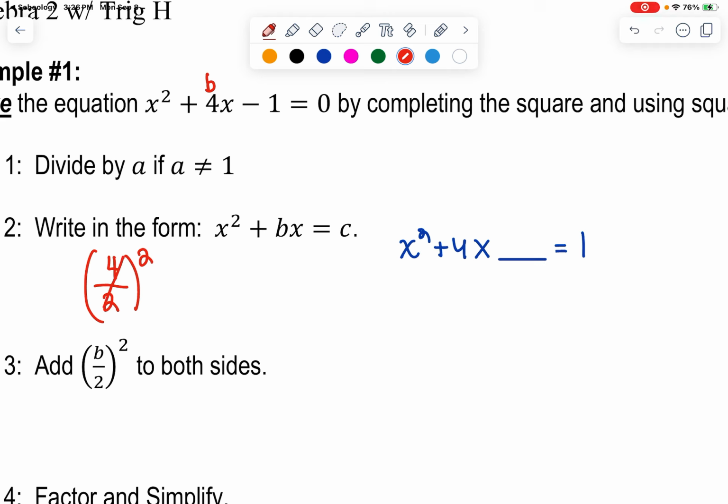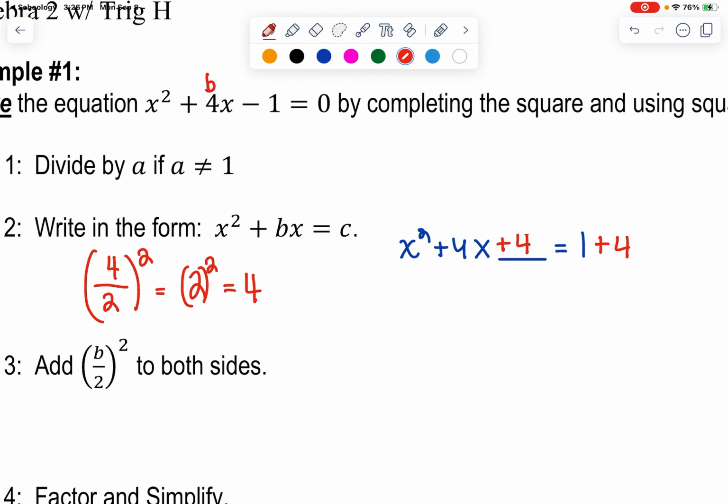So 4 divided by 2 is 2. Oh, I don't like how I wrote that. So that is equal to 2 squared, which is 4. Okay, so that's what you're going to add to both sides. So I'm going to add 4 to this side, but what you do to one side, you have to do to the other, so I'm balancing it right there.